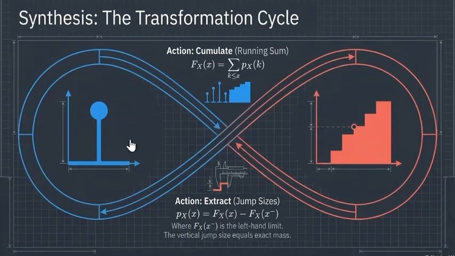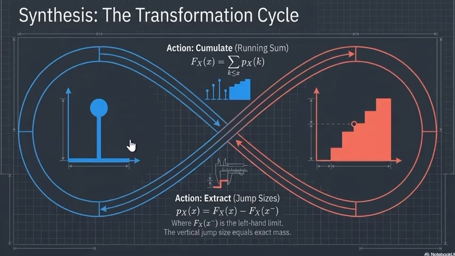Now, if we see the transformation cycle of these, how do we recover the PMF from the CDF? Here's the formula you can see here. This is how we do it, where F of x minus is equal to the left hand limit, and the jump size at x is equal to the probability mass at x.